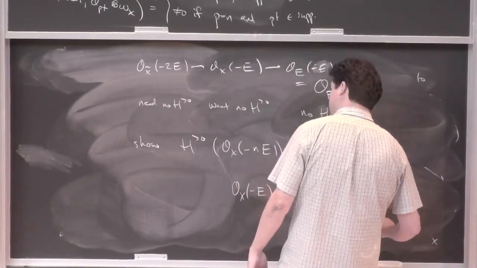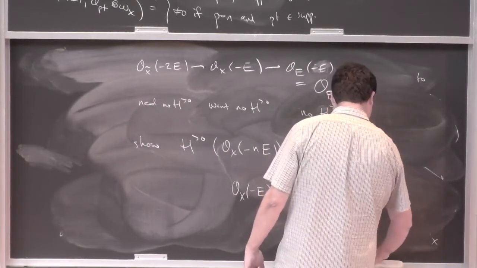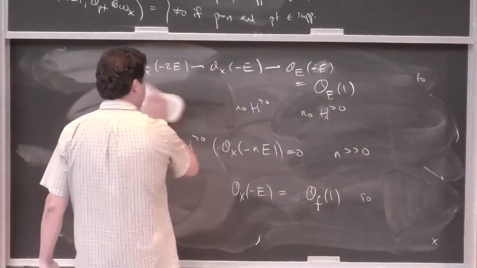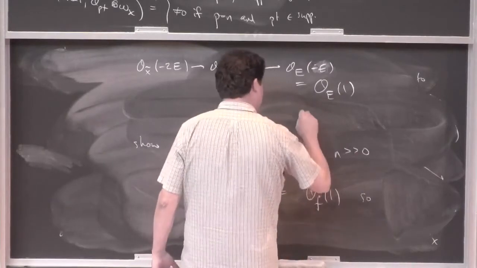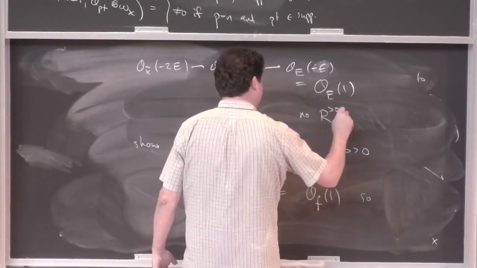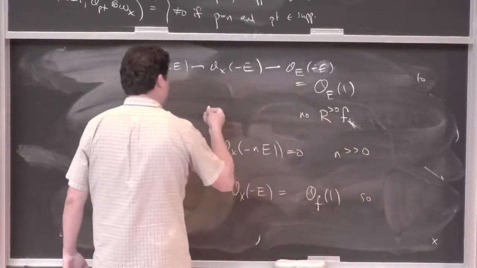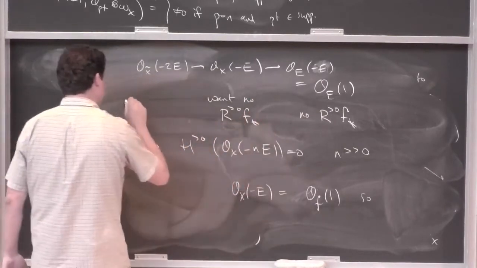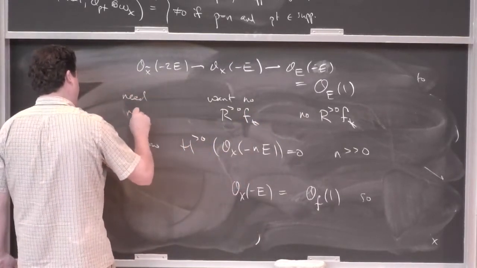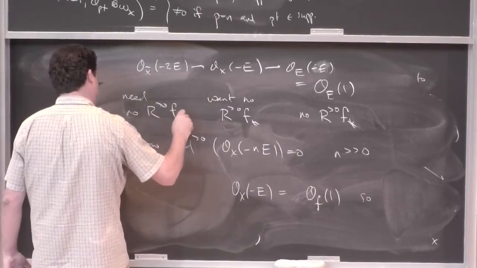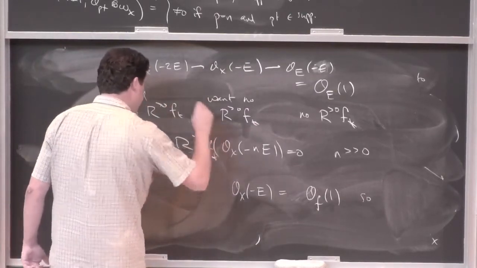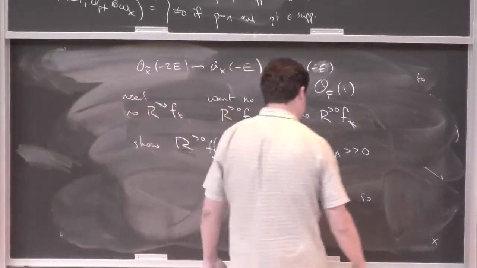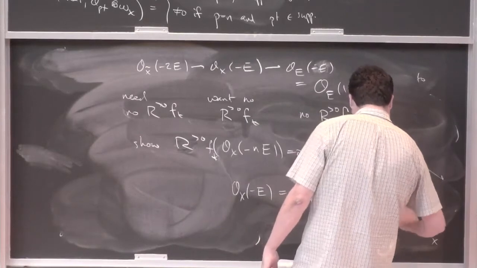Oh, sorry, am I writing cohomology? I wrote cohomology. I meant this has no higher push forwards. So here we want no higher push forwards. I wrote cohomology, but I meant higher push forward. So we're okay. So it's relatively ample.